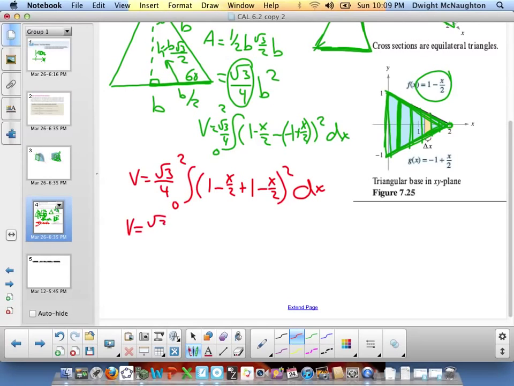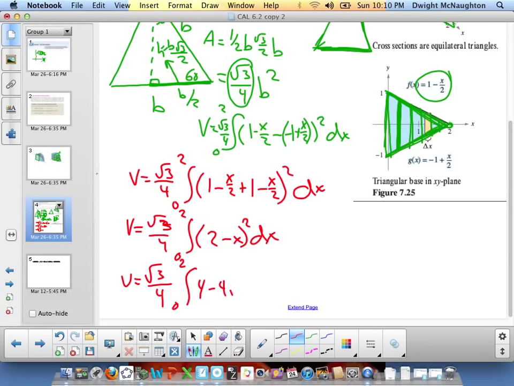Right now it's just algebra. That is where most mistakes usually happen in calculus, is doing the algebra. So that's 2 minus x squared dx. I've got two choices now. You can integrate by substitution, or you can FOIL that, depending on who you are or how familiar you are with FOIL. Substitution may be easier for some of you. So this is 4 minus 4x plus x squared dx.